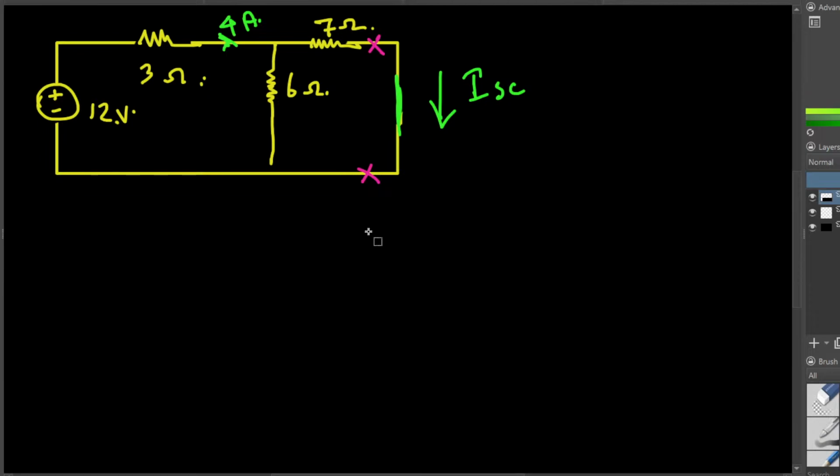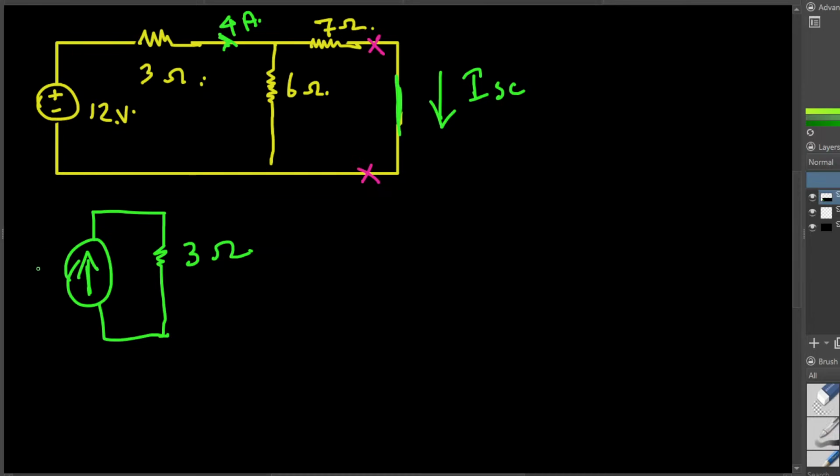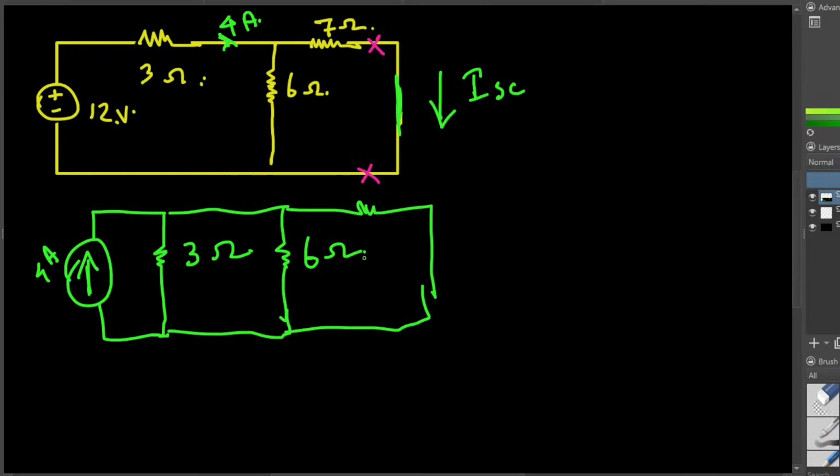I'm going to do the source transformation for this circuit. So here we have 12 and 3. If I do the source transformation, I have to find the current in parallel with the resistance. The 3 ohm is still going to be there, and the current is going to be from Ohm's law, I is equal to V divided by R. V is 12 divided by 3, that is 4 ampere. So here we are going to have the 4 ampere current, and the 6 ohm resistance is still going to be parallel. And the 7 ohm resistance still stays there.